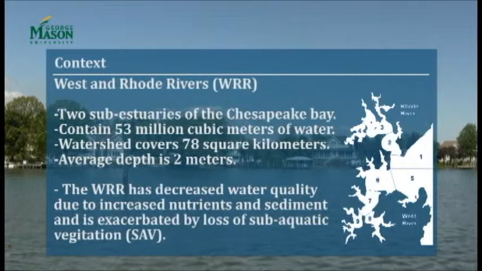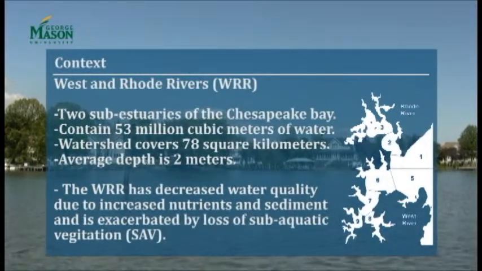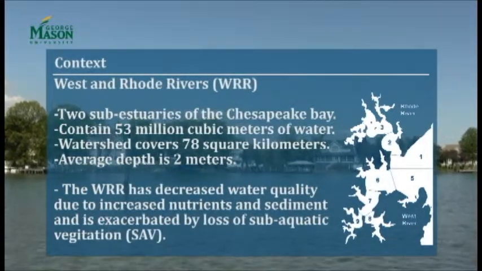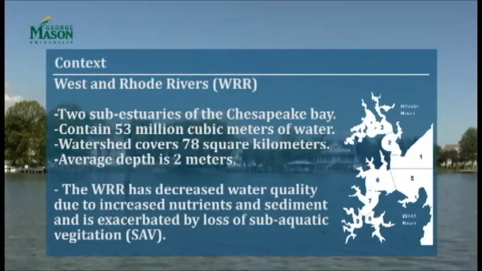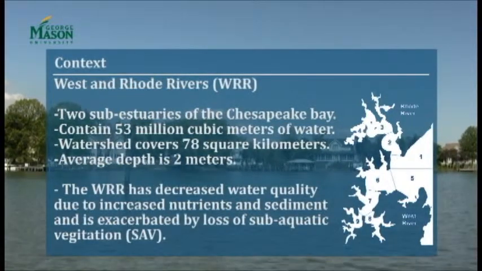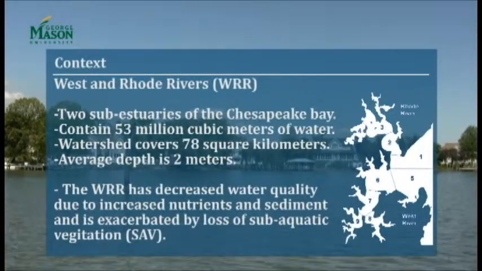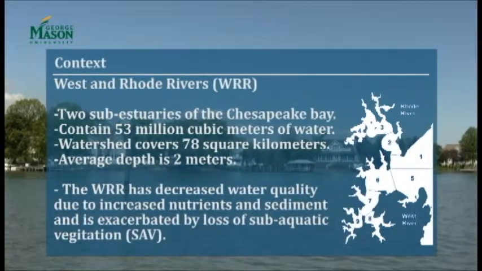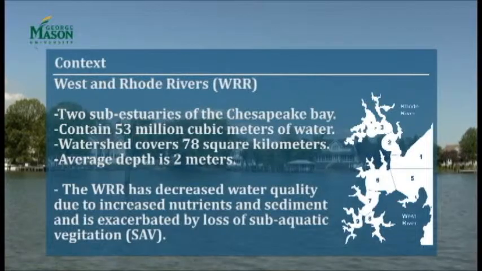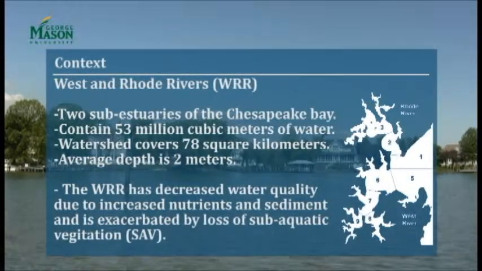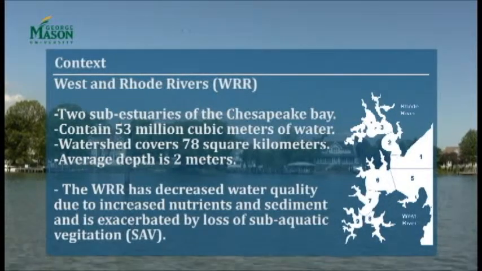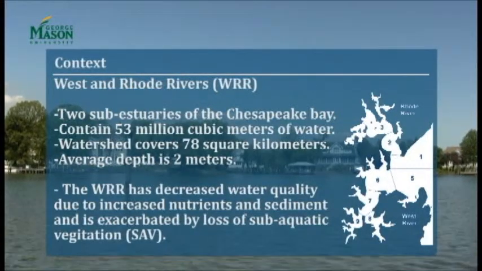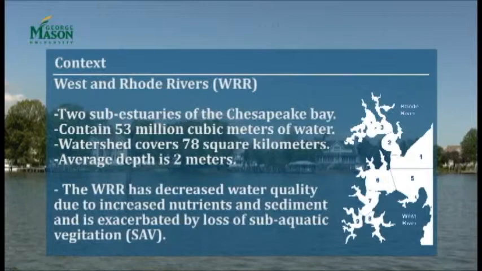The Western Rhode Rivers are two subestuaries of the Chesapeake Bay, which contain approximately 53 million cubic meters of water. The watershed covers 78 square kilometers and has an average depth of 2 meters. Freshwater flows into the Chesapeake Bay primarily from the Susquehanna River and is mixed with salt water flowing up from the Atlantic. The WRR subestuaries undergo constant fluctuations in the environmental conditions such as salinity, dissolved oxygen, sediment, and nutrient concentrations.